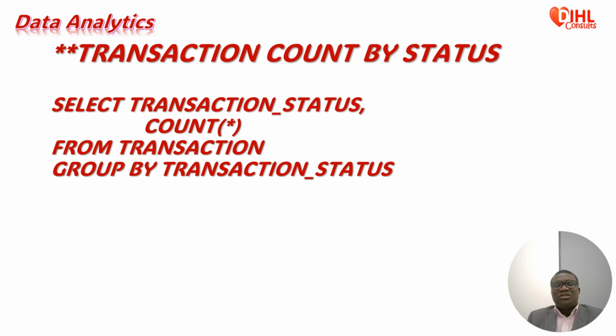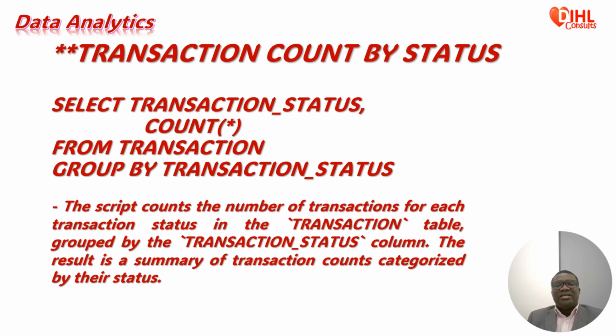That is, you want to know the number of transactions by status. So select transaction status, count all from transaction, group by transaction status. So this will count the number of transactions for each transaction status in the transaction table, grouped by the transaction status column. The result is a summary of transaction counts categorized by their status.